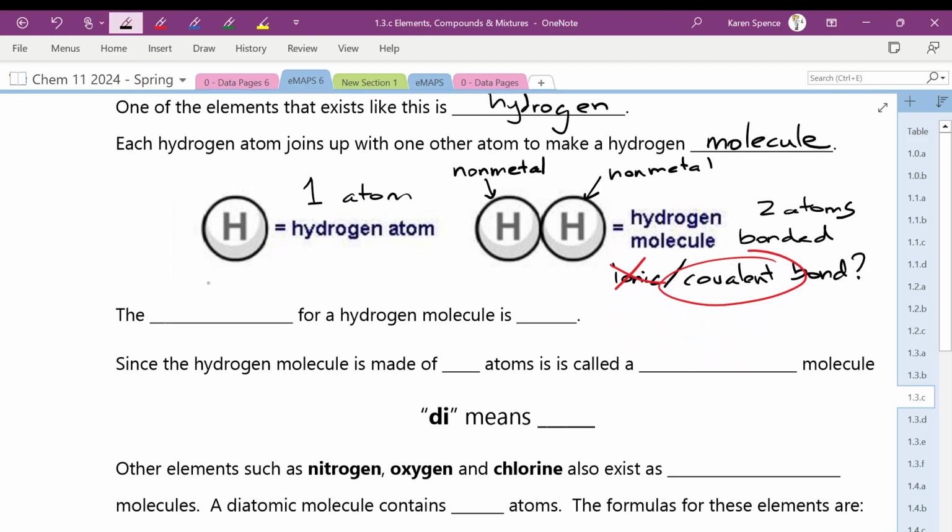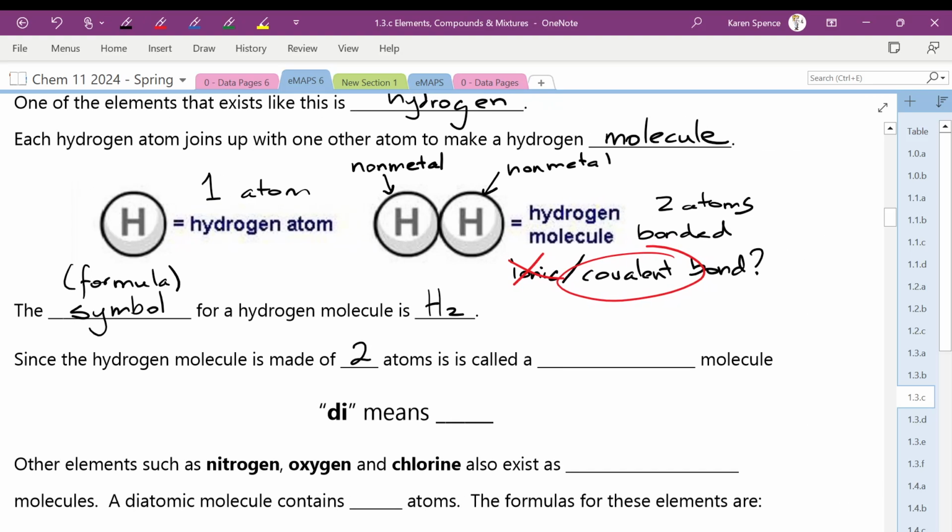The symbol for hydrogen, or the formula for hydrogen molecule, is H2. Since the hydrogen molecule is made of two atoms, what do we call it? We call them a, what kind of molecule? Diatomic.